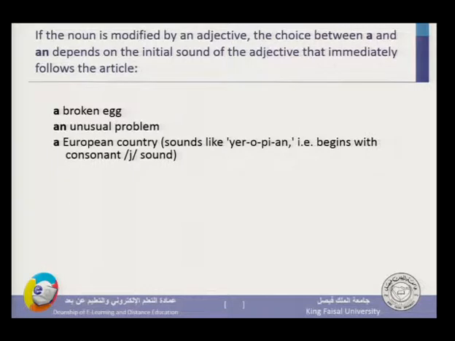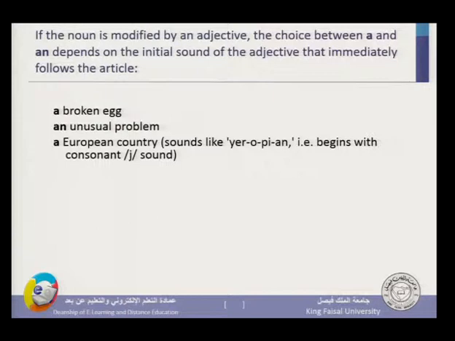The second example, European country. The adjective here is European, and it starts with U. In this case, it is not a vowel. It doesn't have a vowel sound, like university, a university. And here I say a European country.